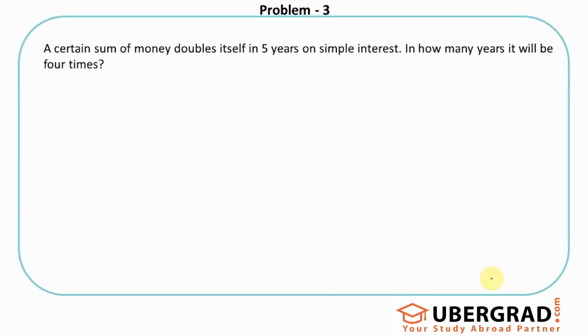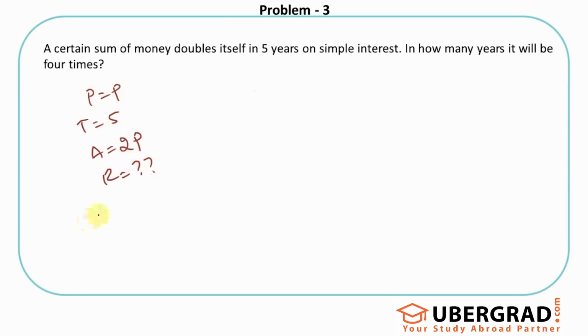A certain sum of money doubles in itself in 5 years on simple interest. In how many years will it become 4 times? So they are saying if the principal is P, in 5 years time frame, the amount is basically 2P because the amount doubles itself. Right? So basically they are saying the final amount is twice the principal in a simple interest situation. So what is the rate of interest?